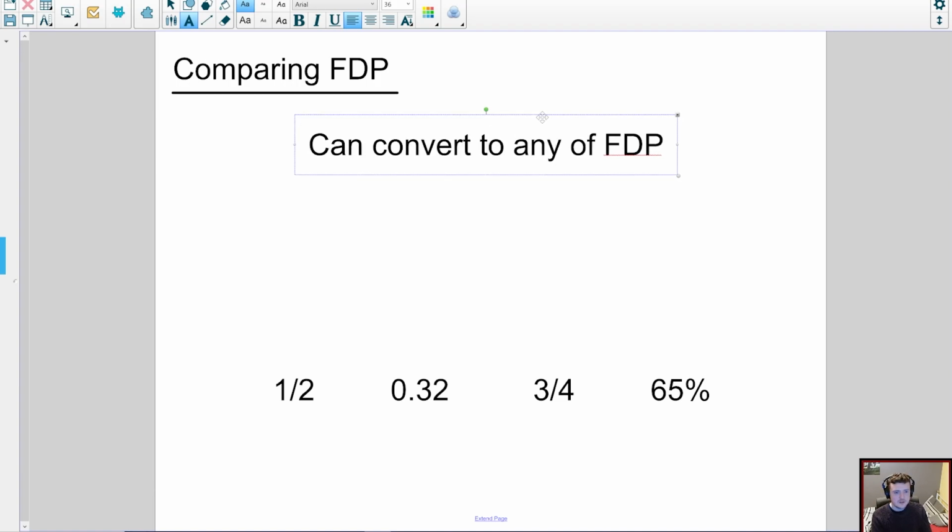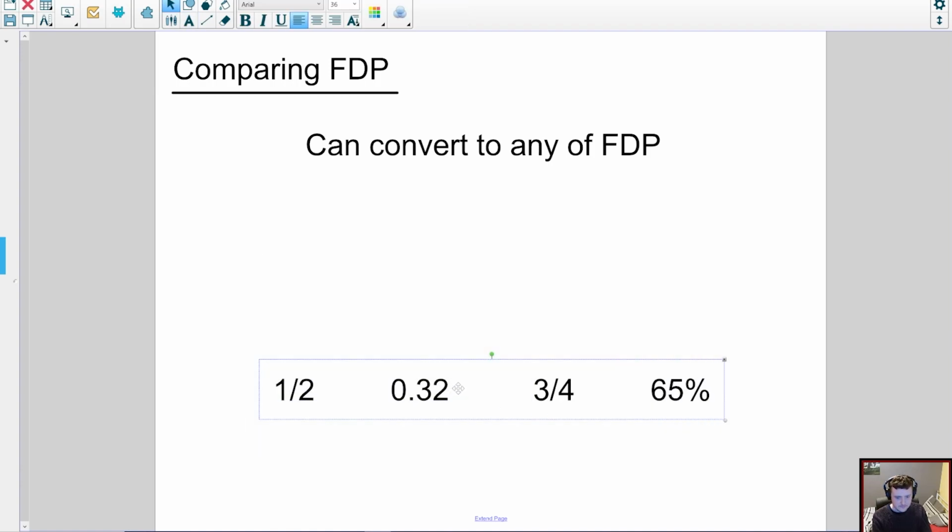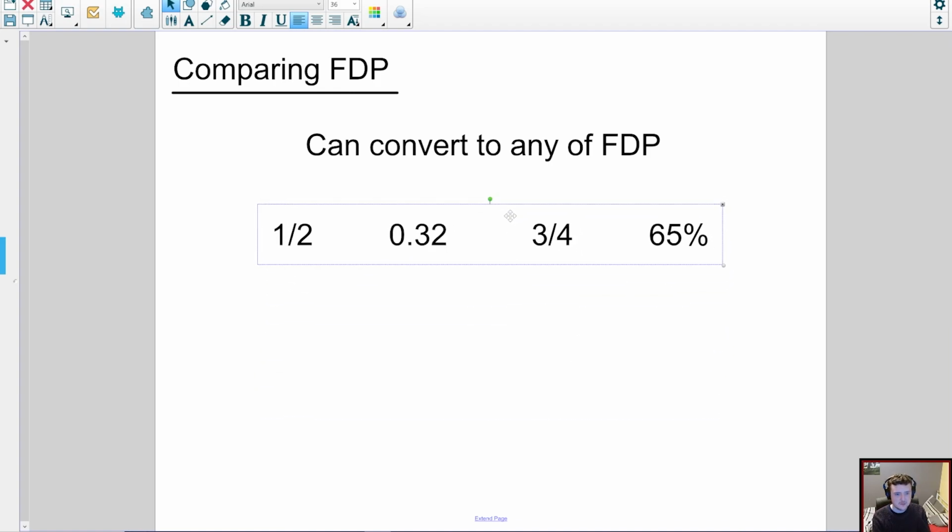Here's how we're going to do this. I'm probably going to pick decimals for this. These numbers seem quite nice. The hardest one being 0.32, so I don't want to mess with that. I'm going to leave that as a decimal. So underneath, I'm going to write what these are as decimals.